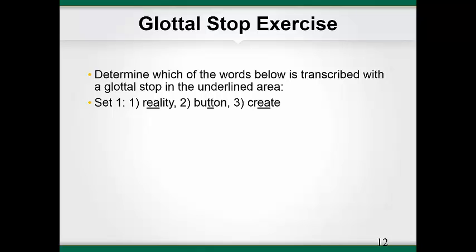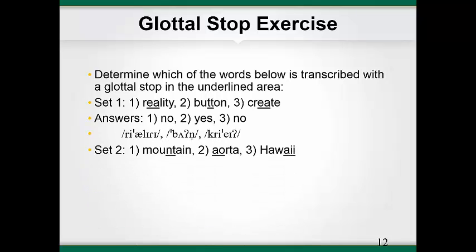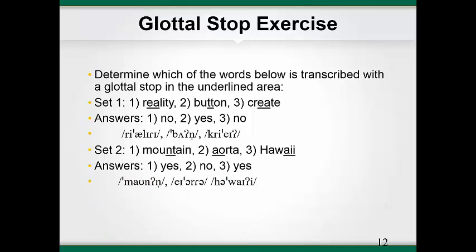Here are the answers, as well as a transcription of each word. If you didn't get the right answers, go back and listen to the words again. Here's another set: mountain, aorta, Hawaii. Back up and play the words again if you need to. Pause the recording and write down your answers. Here are the answers, as well as a transcription of each word. If you didn't get the right answers, go back and listen to the words again.